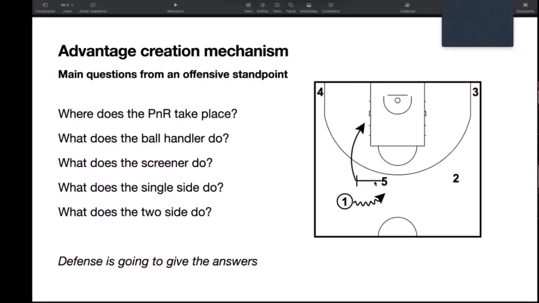We want him to hold the screen. These are decisions we need to make against different coverages: how we want him to exit out of the screen. We want him to front pivot.